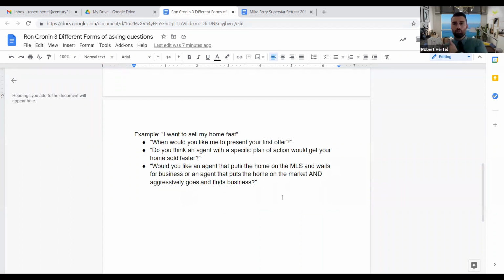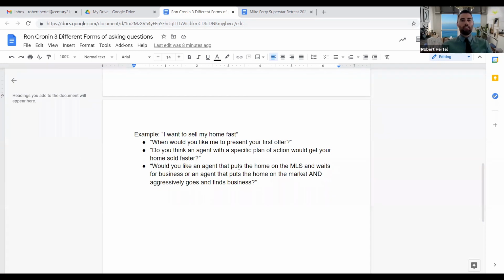So I'm giving them two different options. Is this making sense to anybody? Yes, Robert, I agree. Great. Okay. Perfect. But we have to be able to do this, because depending on the personality style, and depending on where we're at in the presentation, depends on where we're going to ask this question.